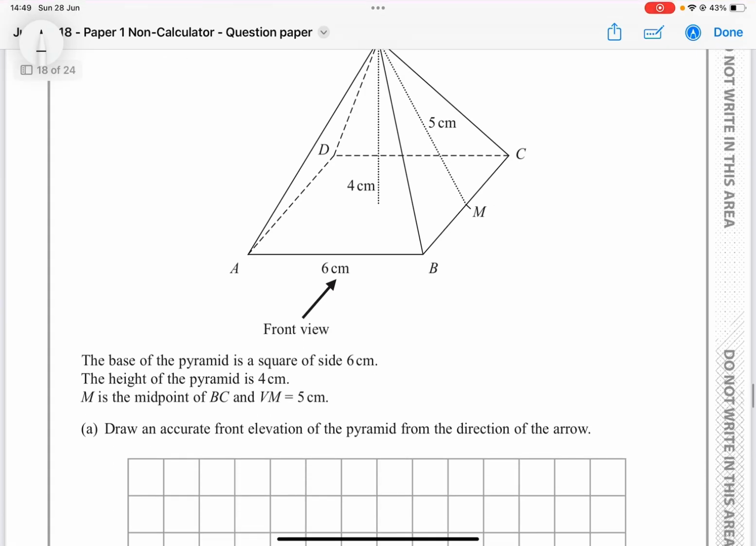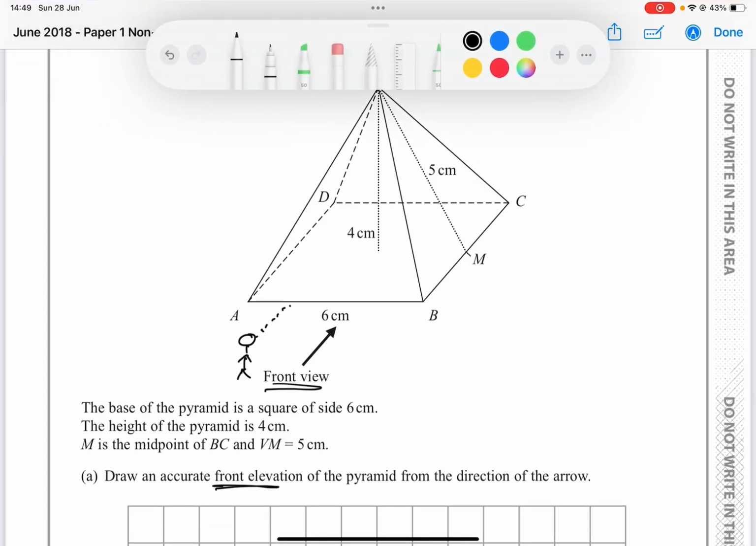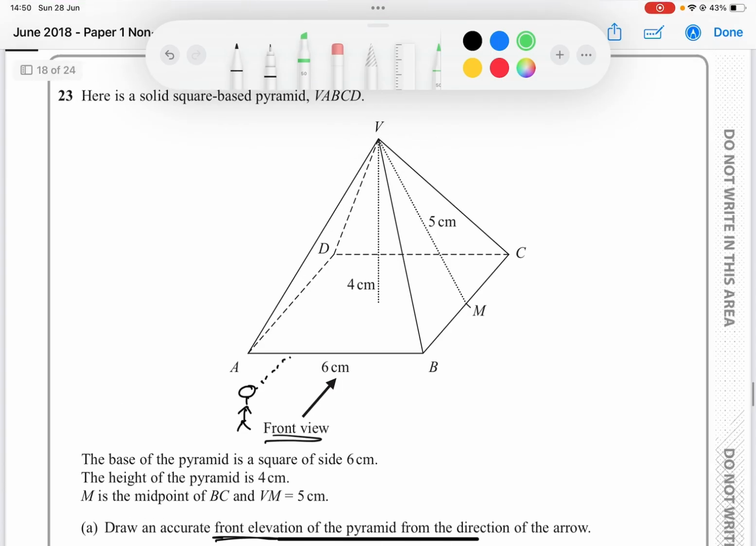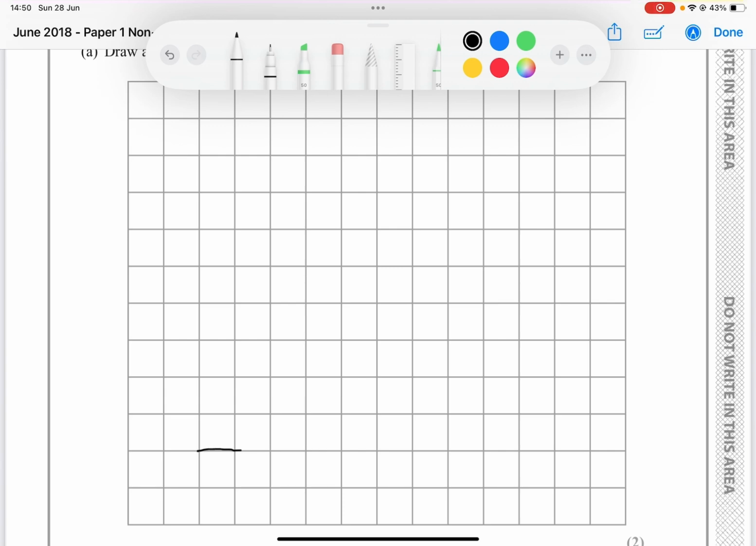Front elevation. So this is the front view. So we're looking at it straight here. If I was to draw a person over here, for example, looking at it this way, just imagine yourself looking at that from the front. You're basically just going to see this bit over here, this, and this. You're going to see that highlighted bit, which is basically just a triangle. So we're just going to draw that triangle over here, and we know that the base is going to be 6 centimeters. So 1, 2, 3, 4, 5, 6.